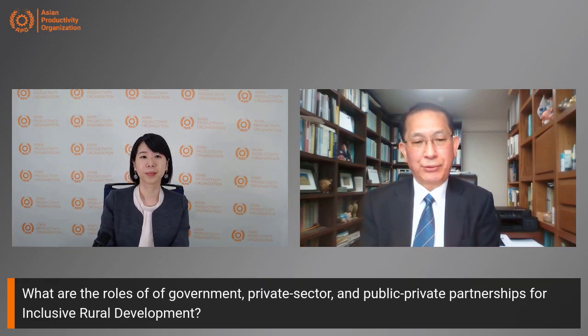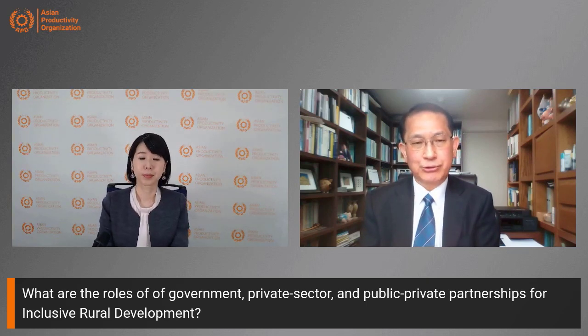Okay, thank you very much for your explanation and also the introduction of the new project initiated by FAO. We hope that there will be successful model cases so that other countries and regions can follow that success. Then this is the final question from me. Earlier you mentioned the three dimensions, economic, social, and political, and you also explained that five components are very important for inclusive rural development. Now I would like to ask about the roles of each stakeholder. Could you tell us your opinions on the roles of government, the private sector, and public-private partnerships to enhance inclusive rural development? I think it's a very important question for successful inclusive rural development.